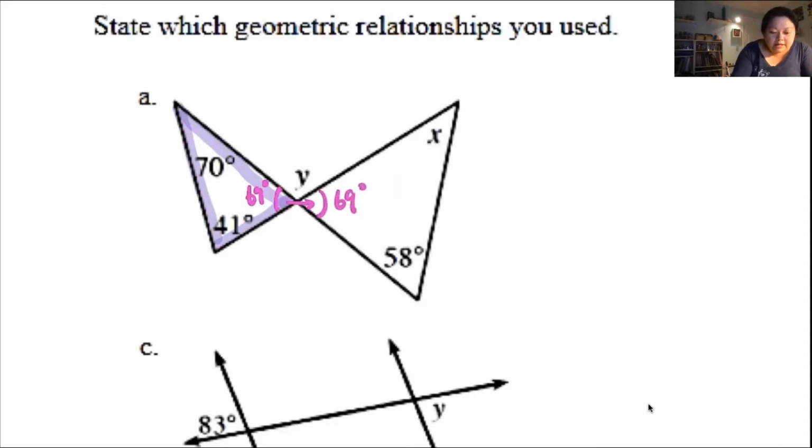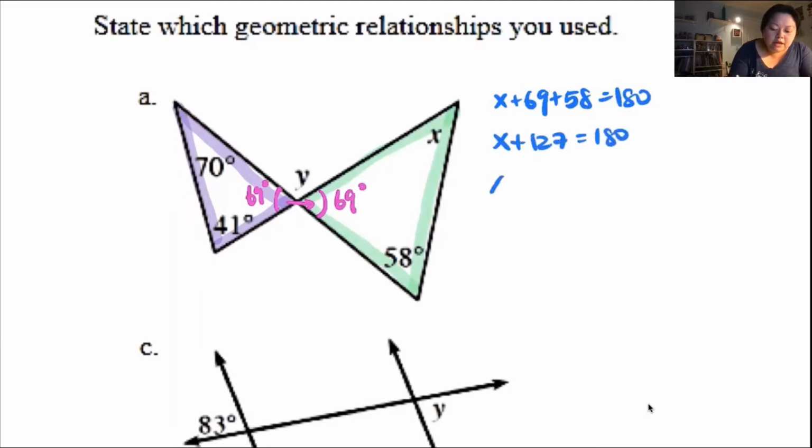Now I can look at a second triangle here and go, okay, now I have another triangle here. And that also must add up to 180. And now with two given angles, I can figure out the missing angle, right? So I can go, okay, well, I have x plus 69 plus 58 must equal 180. 69 plus 58 is 127. So x plus 127 equals 180. So x must be 53 degrees. All right, so I'm able to figure out what x is.